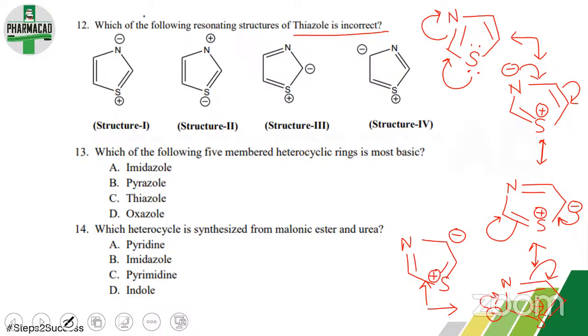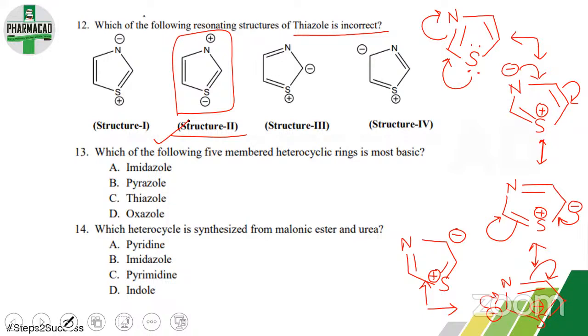So you can see in every structure we are having sulfur with positive charge. But the second structure has sulfur with negative charge, which is the incorrect resonating structure of this thiazole. Okay, so the answer is structure 2. It is the incorrect resonating structure of thiazole.